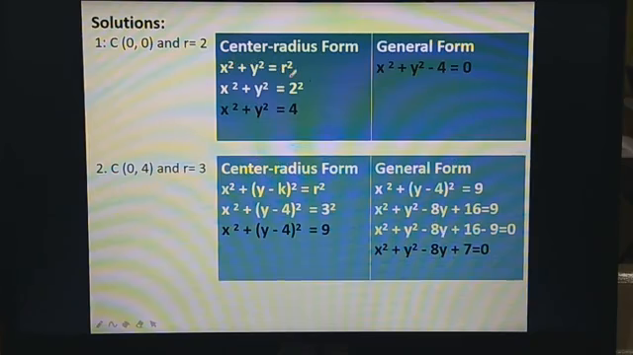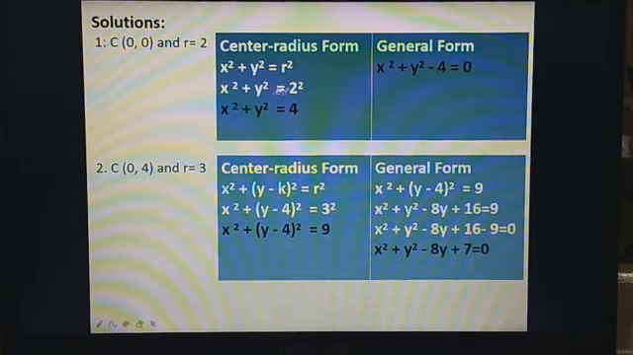Then, for our radius, we have to substitute 2, then square it. So our center radius form will be x squared plus y squared is equal to 4, since the center is at the origin or with coordinates 0, 0. Then, madali lang yung isulat sa general form.